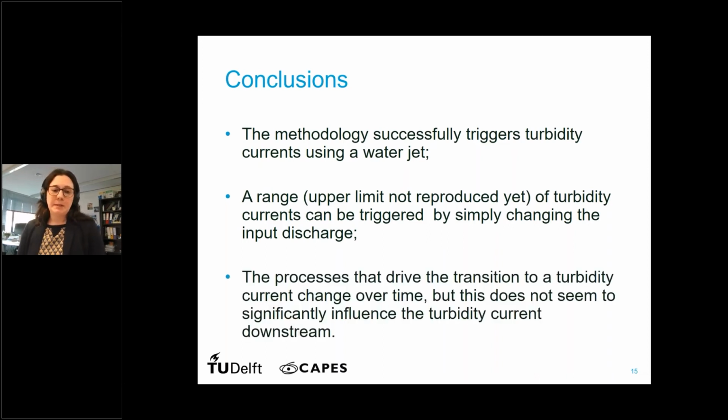It seems that the processes that drive the transition to a turbidity current change over time, but as I explained before, this does not seem to influence the turbidity current downstream. This is important for us because it means that even though the region between the jet and the turbidity current varies during the experiment, the downstream part is not affected by these variations, not significantly.